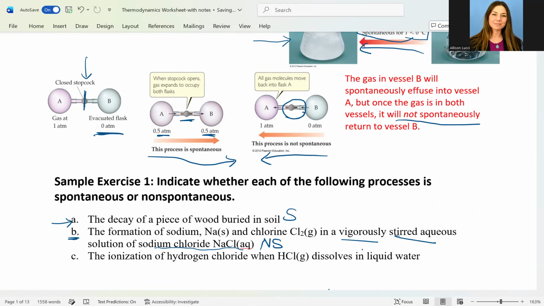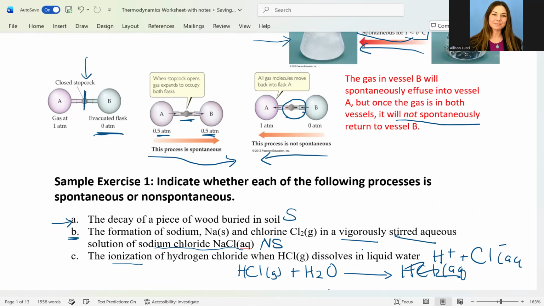And then let's take a look at C here, the ionization of hydrogen chloride, so HCl gas. When we dissolve this in H2O, this is hydrochloric acid. So we know we should write it as ionized here. Hydrochloric acid always ionizes 100% in solution because it's a strong acid. So this would be, once again, a spontaneous process. We'll continue in the next section with more about thermodynamics.